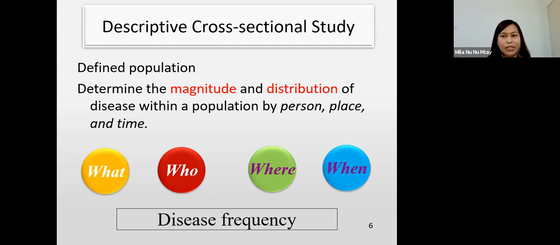So if we conduct the cross-sectional study, you will get the answers to these 4 WH questions. What is happening right now? Who is suffering from the disease? Is it the adult population, pediatric population, or elderly population? Where is it happening right now? When does it happen? So the answers to these 4 WH questions can be obtained from the descriptive cross-sectional study. So basically, we can get the disease frequency as well.